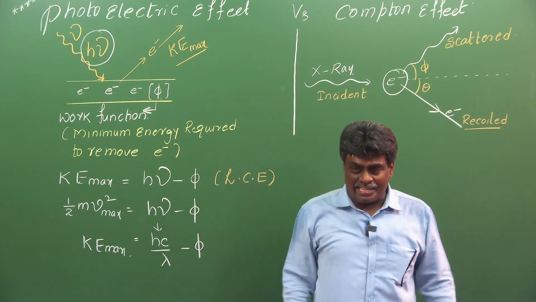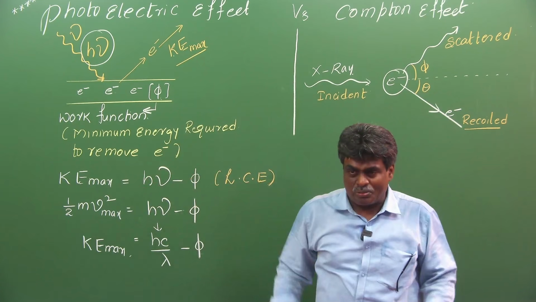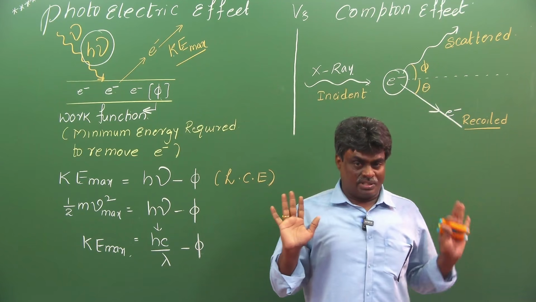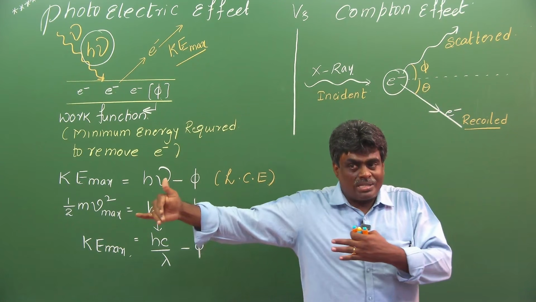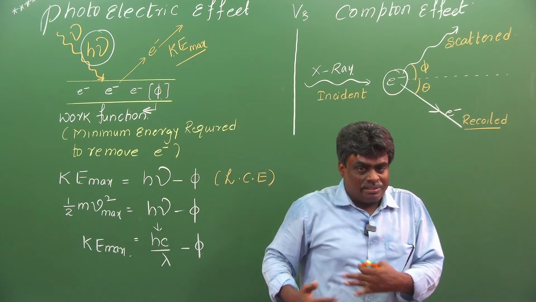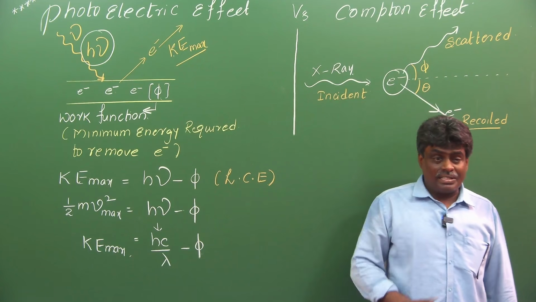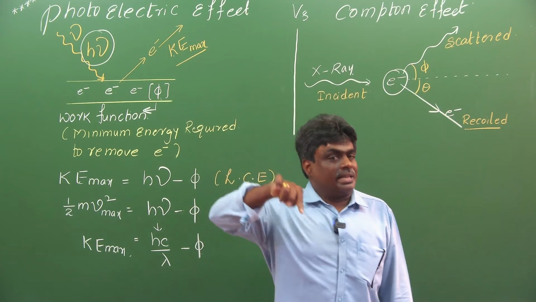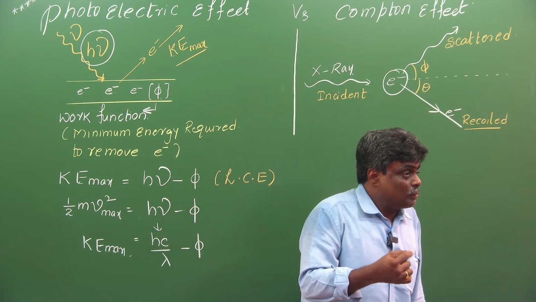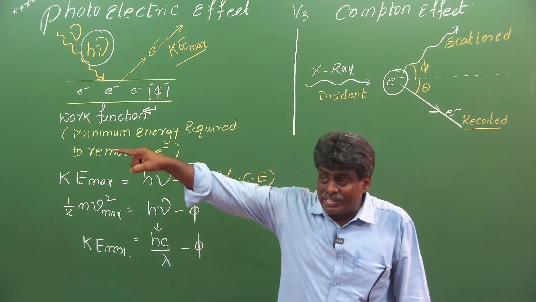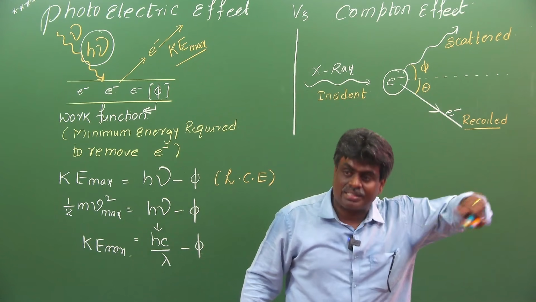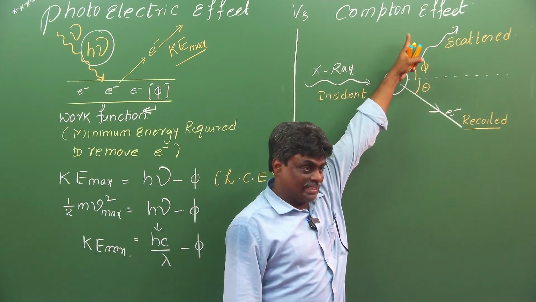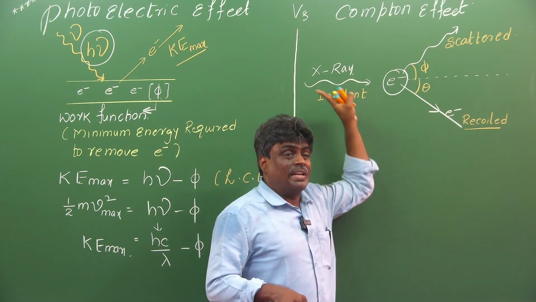So I am standing here. One person is running and coming towards me, and hits me. Earlier, in which position am I? At rest. Once that person collides with me, what will I do? I will move like this. That is called recoil. The particle which is already at rest is said to be recoiled. The particle which is already in motion is said to be scattered. Your photon is moving, that's why it is scattered. Your electron is at rest, that's why it is recoiled.